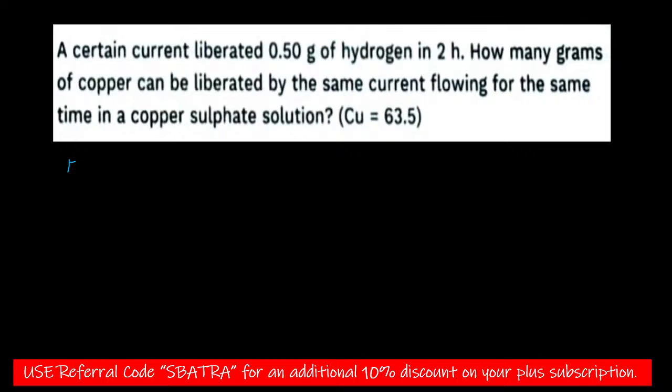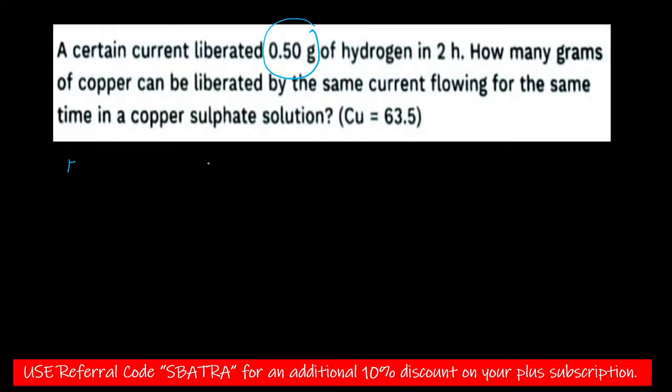All right, so guys, we have to just use Faraday's second law of electrolysis. So how will we solve this question? See, a certain current liberated 0.50 grams of hydrogen in 2 hours. How many grams of copper can be liberated by the same current flowing for the same time in a copper sulfate solution?